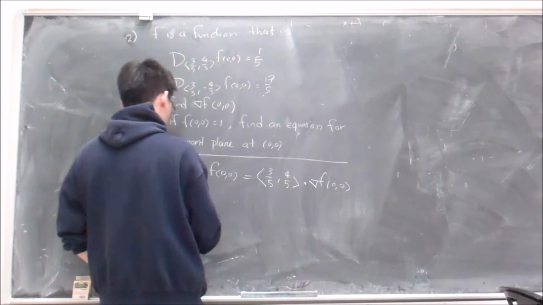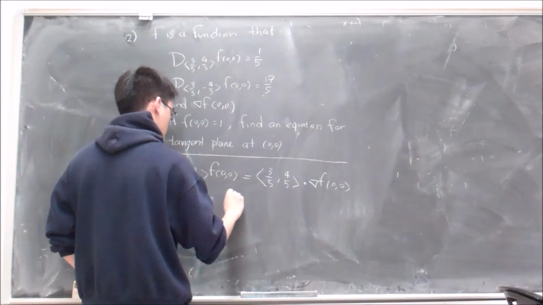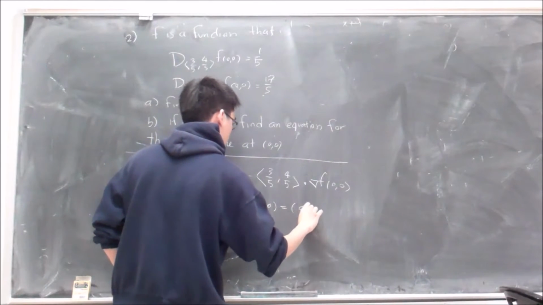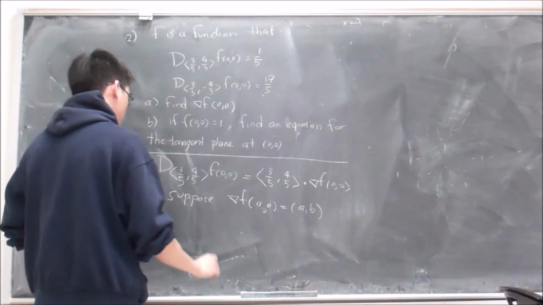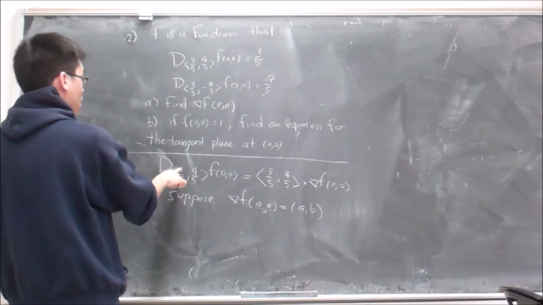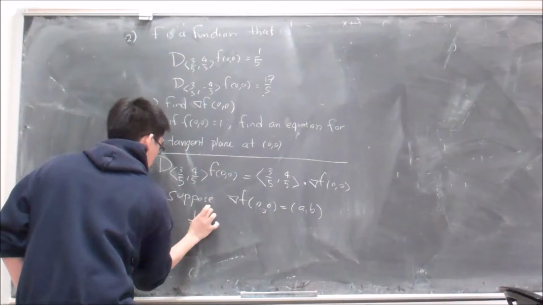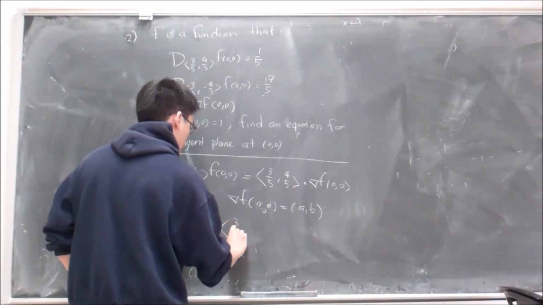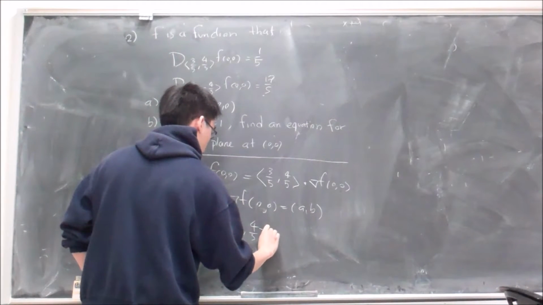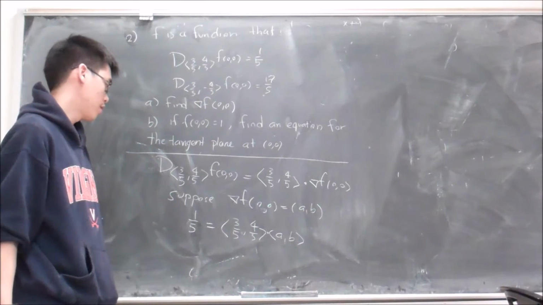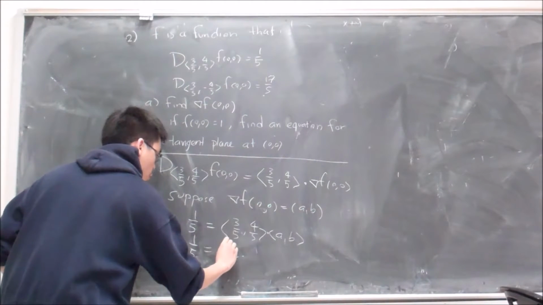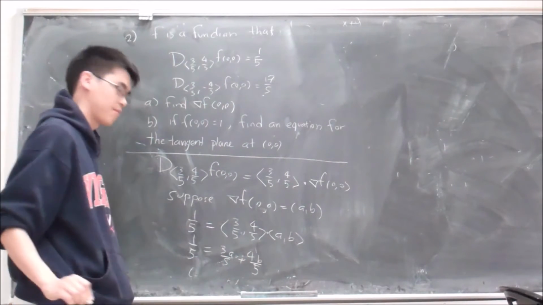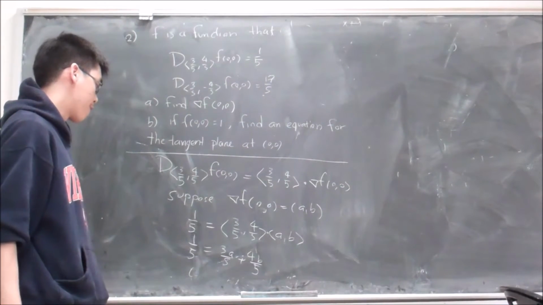Okay, so let's suppose the gradient at (0,0) is (A,B). Then we have this guy, 1/5, equal to (3/5, 4/5) dotted with the vector (A,B), which gives us 1/5 equal to 3A/5 plus 4B/5. So that's what we get from the first equation.